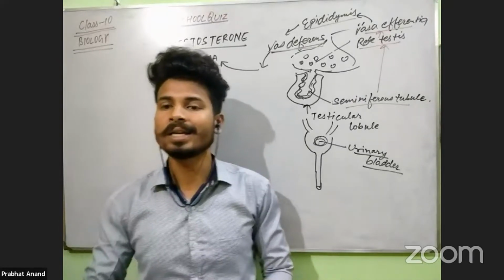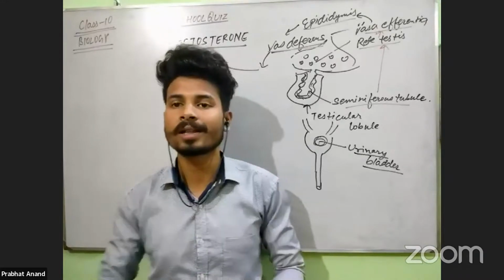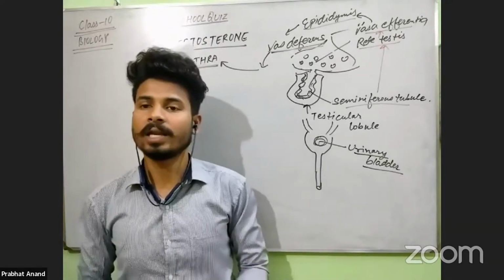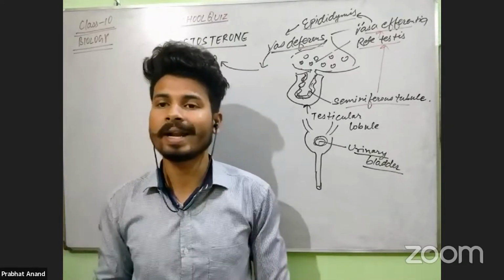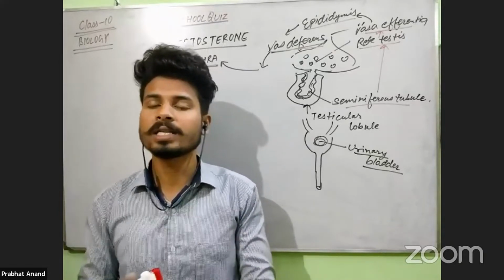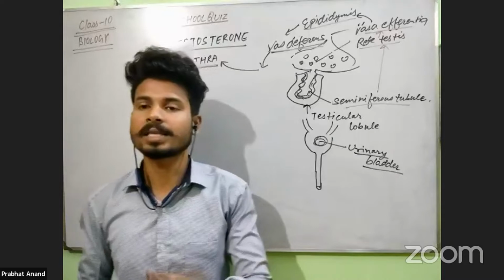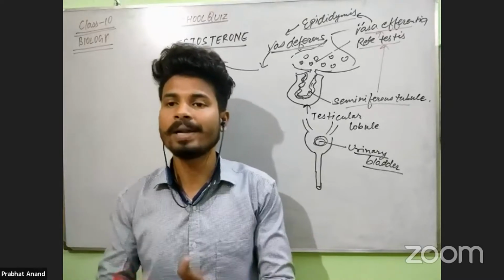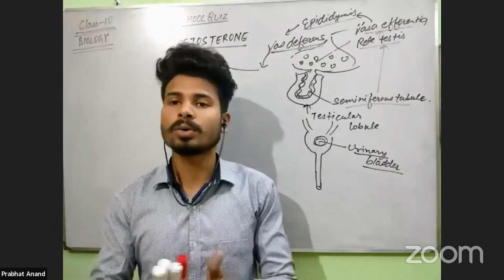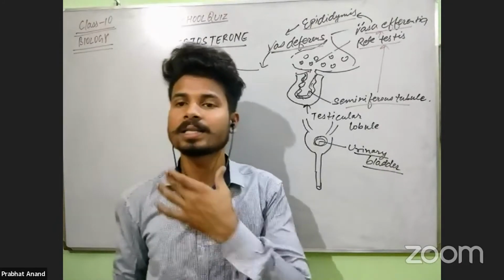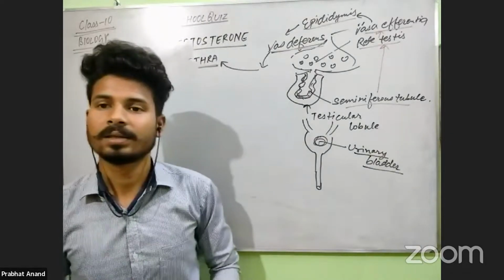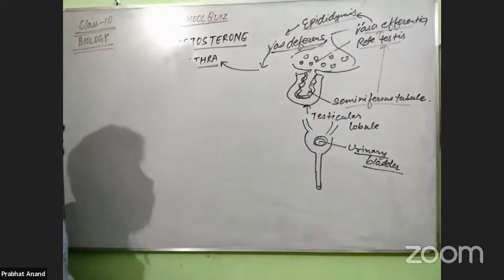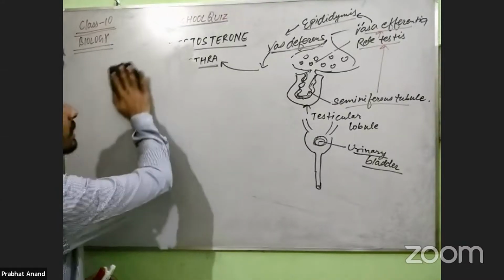I think you would have studied in class 9th that iodine is taken by the thyroid gland, right? If iodine is not completely supplied, it causes goiter, which is inflammation of our neck, right? So these things all depend upon hormonal secretion in our body.